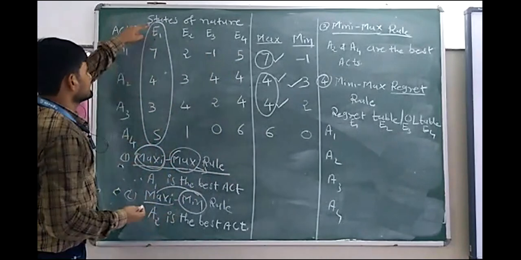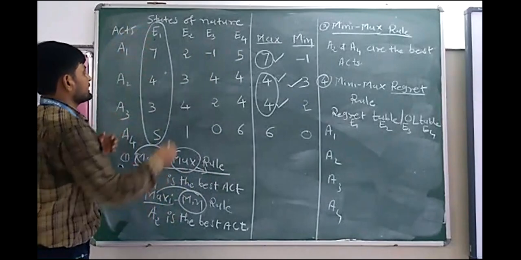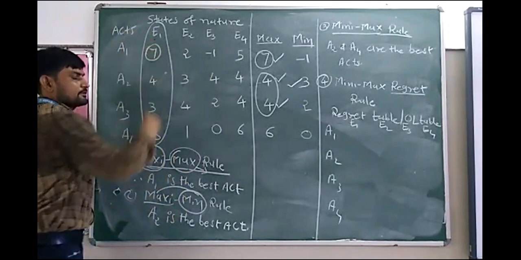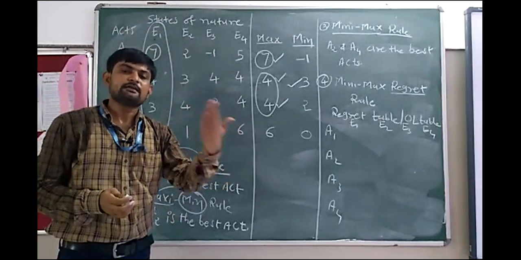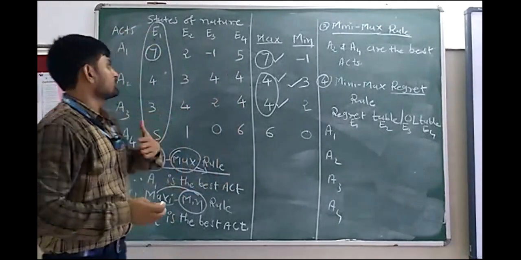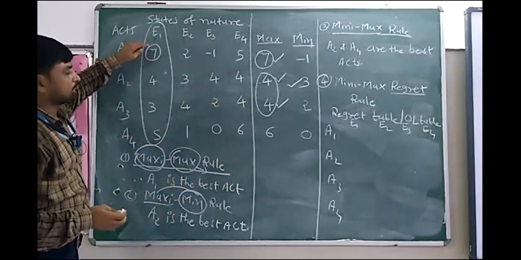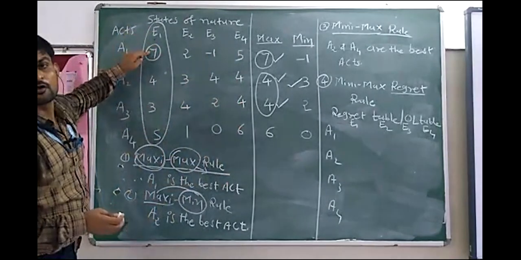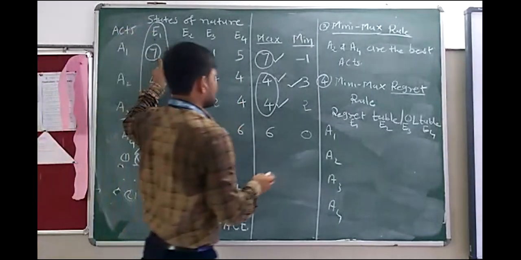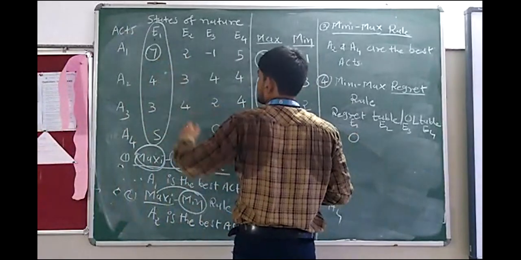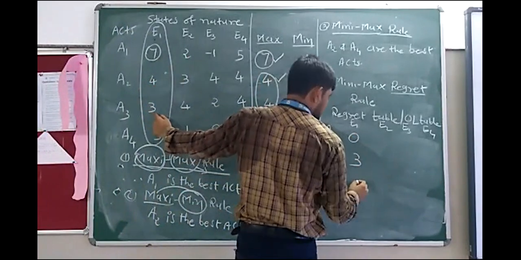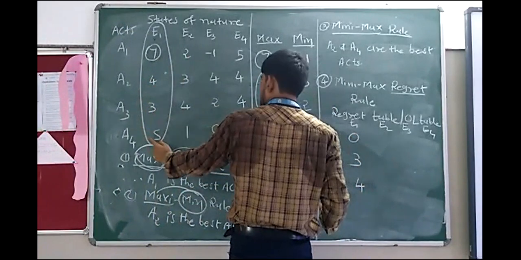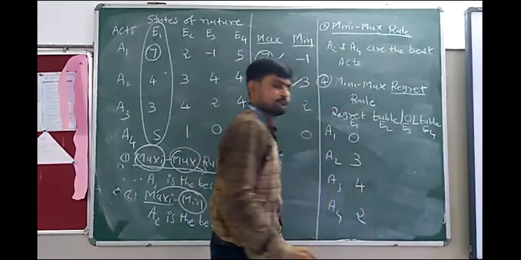So here, from the first state of nature, the maximum is what? 7. So what is the formula of regret? Maximum payoff minus payoff. So here the maximum payoff is 7. So subtract all elements from 7. So we can say 7 minus 7, 0. 7 minus 4, 3. 7 minus 3, 4. 7 minus 5, 2. Clear?